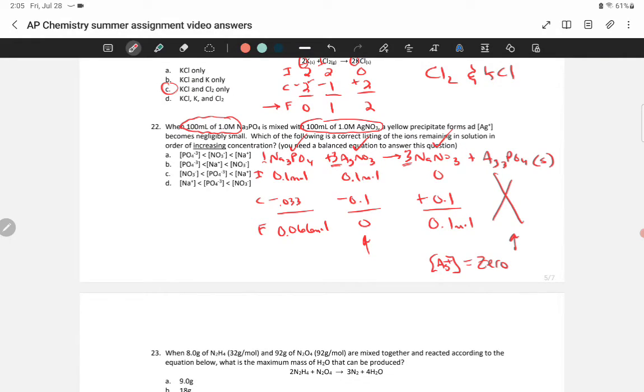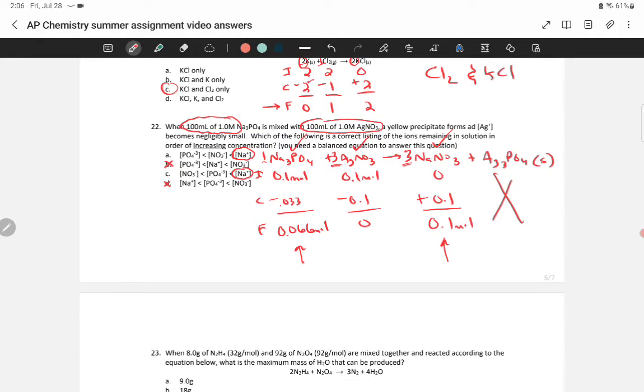Oh, none of the 4 answers have silver in it, so that's not going to help us out. Let's use the same idea, but in the opposite way. Which one would have the most ions? So we have sodium phosphate, sodium and phosphate left over, and we made sodium nitrate. What did I say that was left over and made? The sodium ions. So I think the sodium ions are going to be the highest concentration. So now we're down to answers A and C.